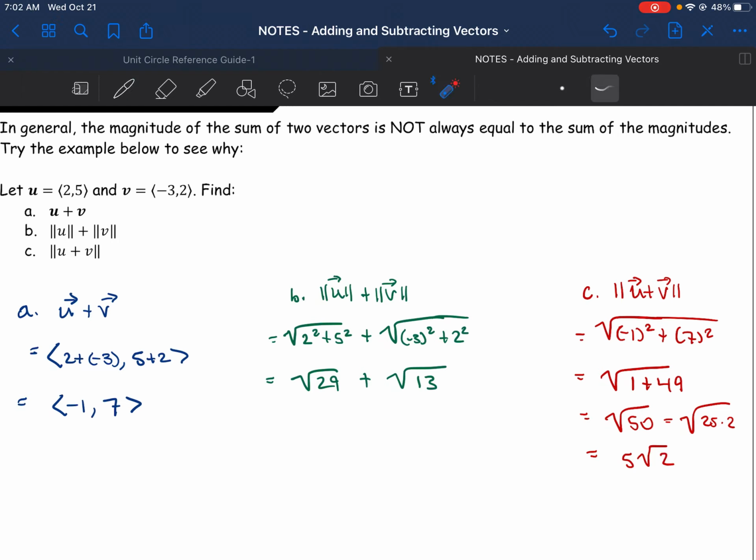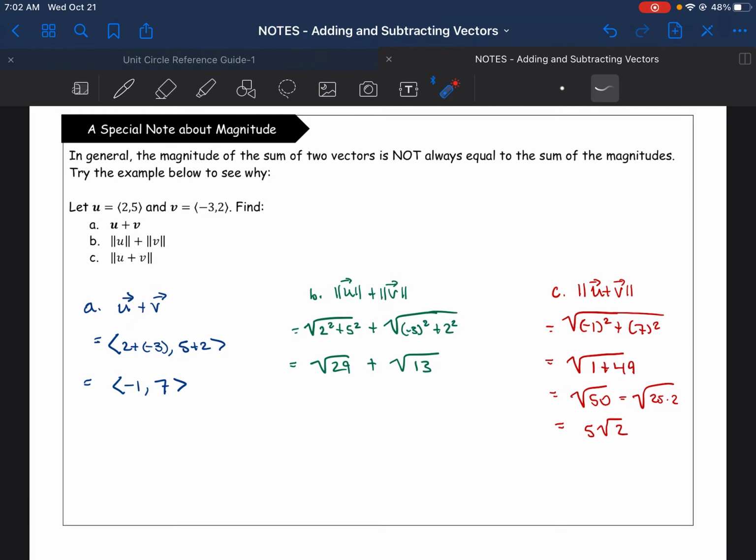And we can see right here, the sum of the magnitudes in this example, which was square root of 29 plus square root of 13, was not equal to the magnitude of the sum of the vectors, which was 5 square root of 2. So while it may be tempting to say otherwise, in general, the magnitude of the sum is not equal to the sum of the magnitudes.